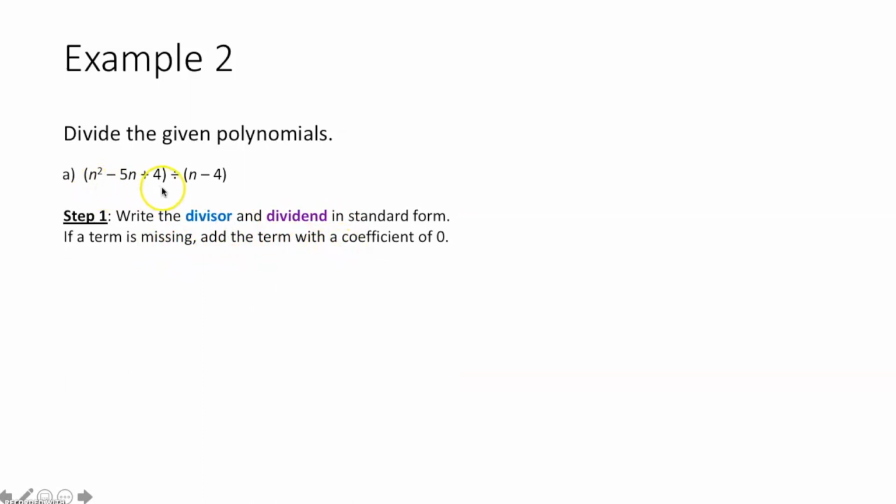Well, it looks like our trinomial and our binomial have all of their terms, right? We have n squared, we have n to the first, and we have our constant. We have n to the first, we have our constant. Yeah, so we're good to go, and we are in standard form. So we have our division symbol. We take our divisor, put it out front. We take our dividend, put it underneath.